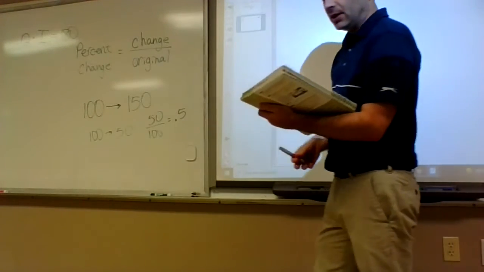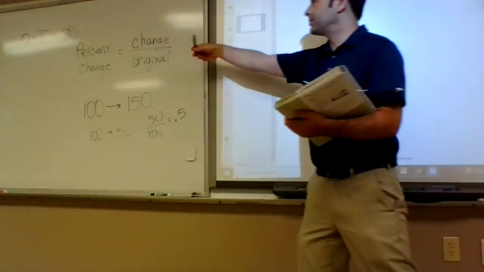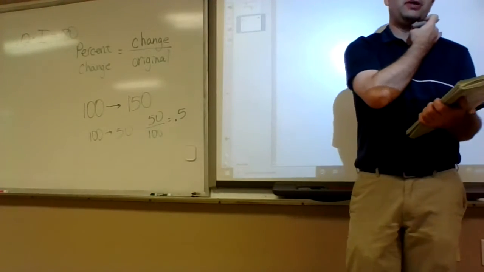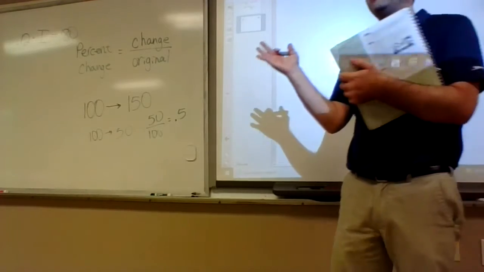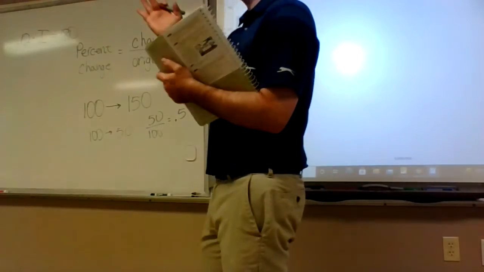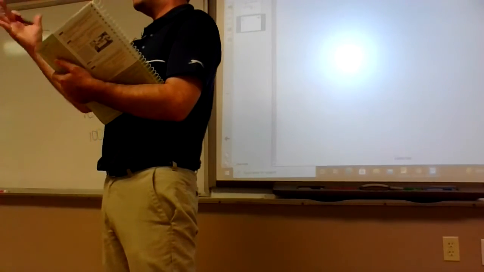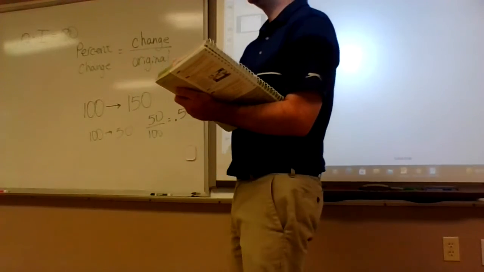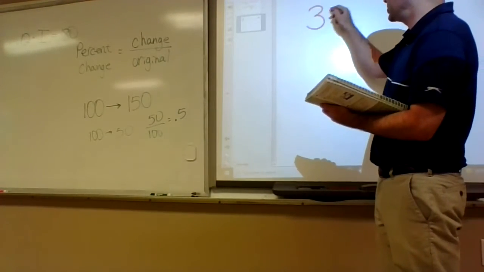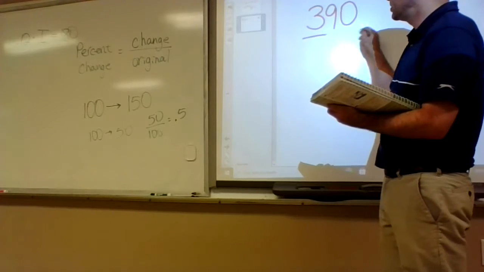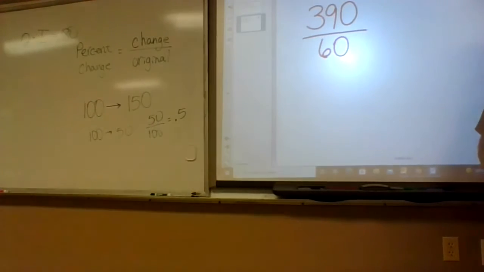Okay, number 3. So back to the formula. What's the change on number 3? 390. If you do 450 minus 60, by the way, it doesn't matter if you're going from big to a smaller number or smaller number to a bigger number. You always do the big one minus the small one to find the change. The formula works both ways. 390 is the change. What was the original on this problem? 60. Okay, what's 390 divided by 60?